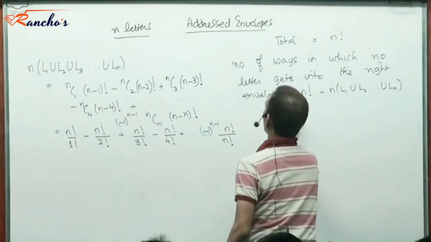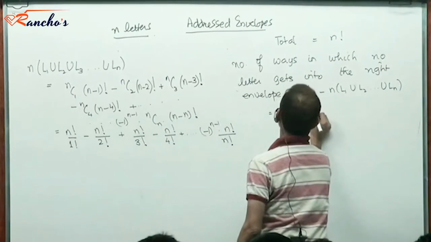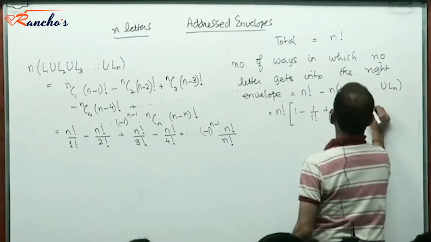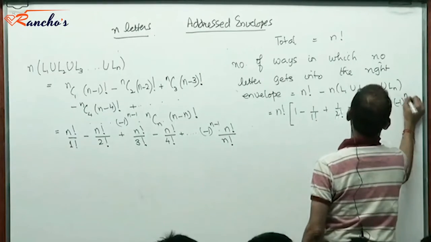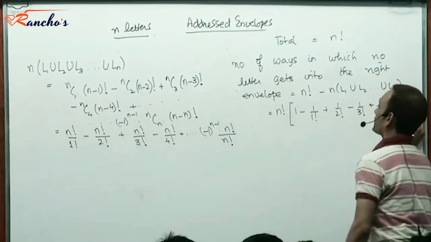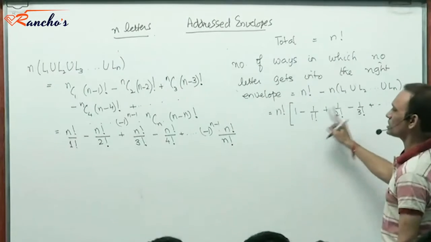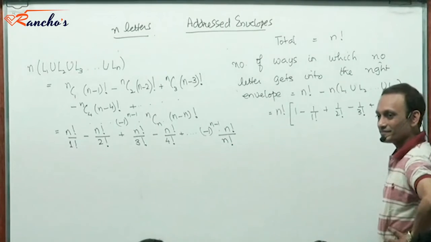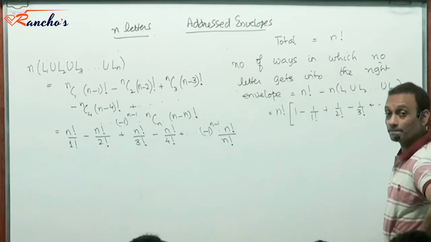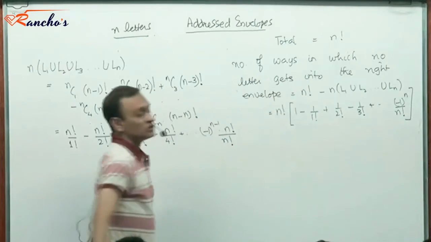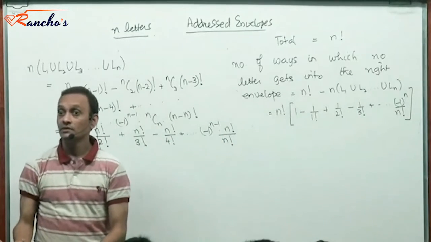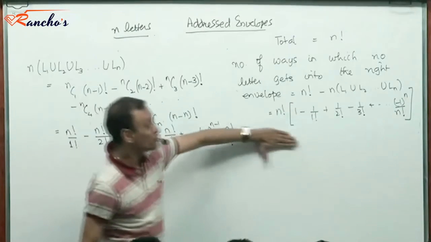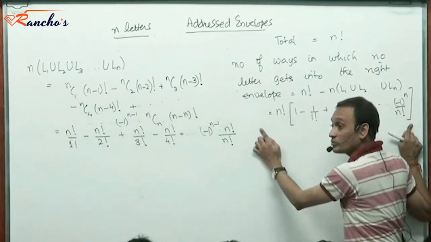So this will turn out to be n factorial into 1 minus 1 by 1 factorial plus 1 by 2 factorial minus 1 by 3 factorial plus minus 1 to power n by n factorial is what this will become. All the signs will change now. Now this is not E. E would have infinite number of terms. Right? So if there are n addressed envelopes for n letters, then the number of ways in which no letter gets into the right envelope would be this number, whatever it turns out to be.